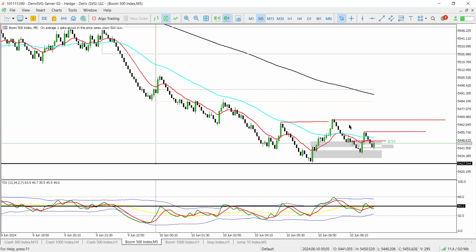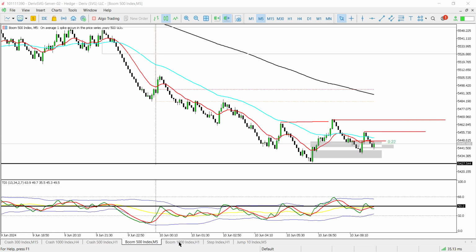Let's see what happens. So in terms of scaling in, if price comes above this level, this is the 5-minute time frame. If you come above here, you can scale in one position. Just keep in mind, before we get here, we could get a retracement. So when you scale in, just make sure you don't scale in at the top. Just wait for that retracement, then scale in.